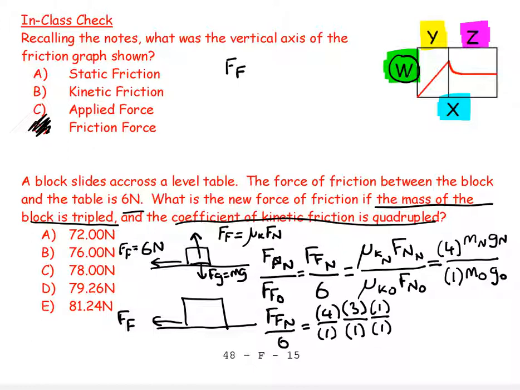And then, of course, we have our arithmetic to do. So we get 4 times 3 is 12. So FF new over 6 is equal to 12. So FF new is equal to 12 times 6, which equals 72 newtons. So we know the new value for the friction force, even though we don't know the absolute value for the mass, and even though we don't know the absolute value for the coefficient of friction. We just know the ratios by which they changed.